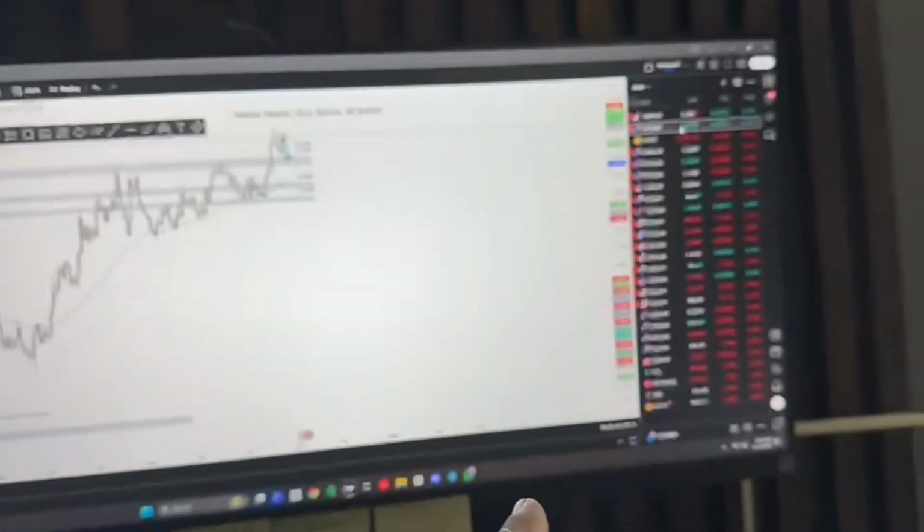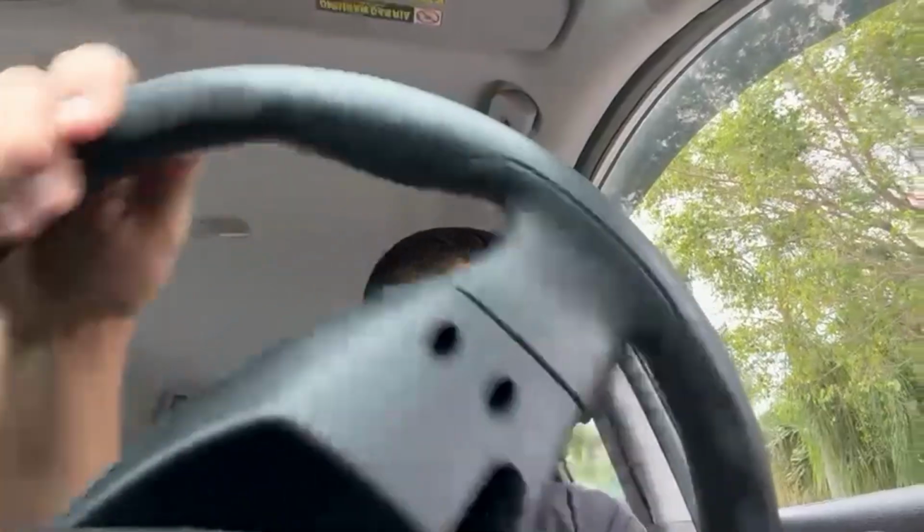GBPNZD looking like a very, very good London session trade. EURJPY still waiting for it to break down below to retest. It might be London as well. We might catch it in London, so we'll see. I'm gonna wait very patiently for these setups. So let's get to it.